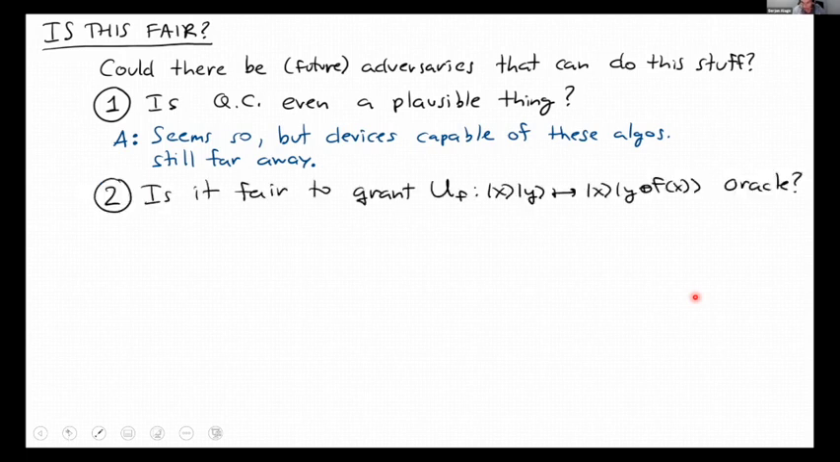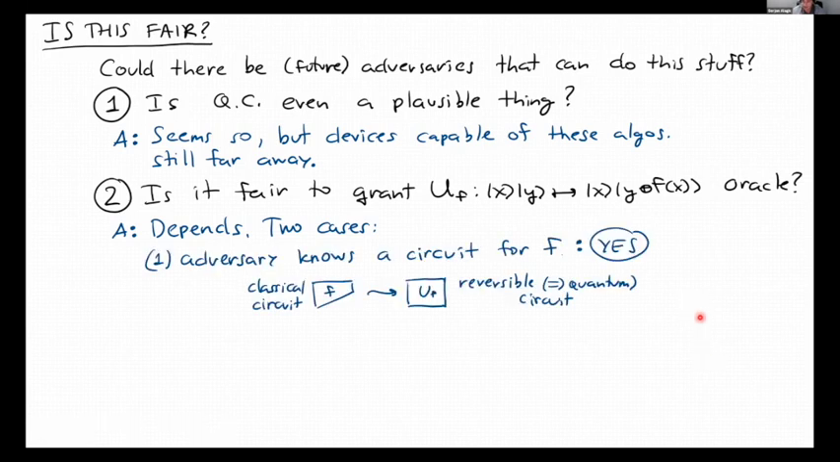Now, maybe a more salient question for theoretical cryptographers is whether it was fair to grant access to this UF oracle. So let's talk about that. I think the answer is that it depends, and we should distinguish between two different cases. One case is where the adversary knows a circuit for this classical function f. In that case, I think the answer is a clear yes. We should definitely consider adversaries who have access to UF. And the reason is we already talked about it, basically.